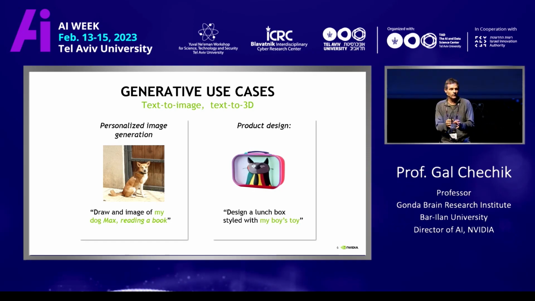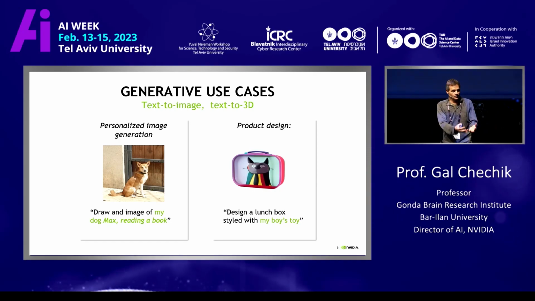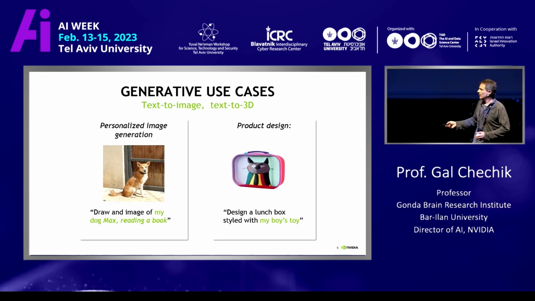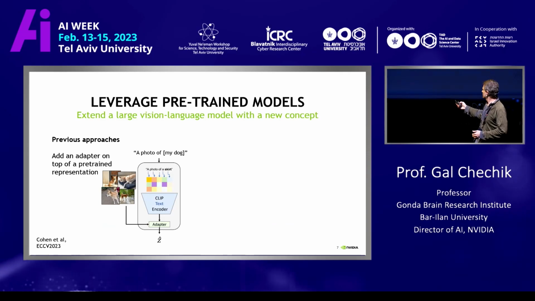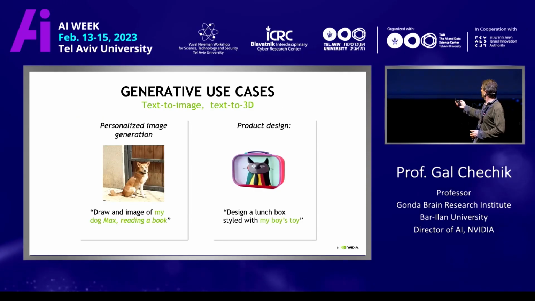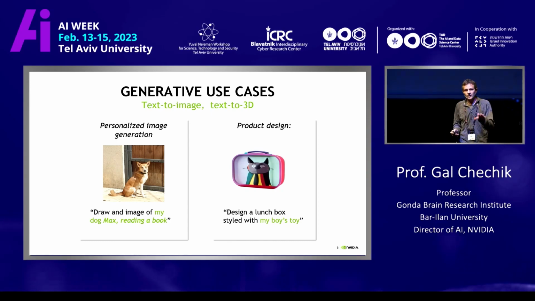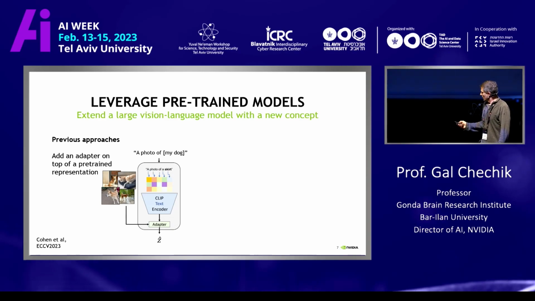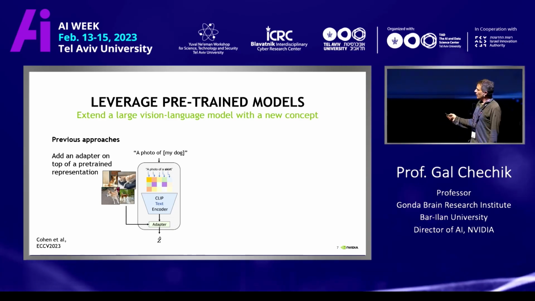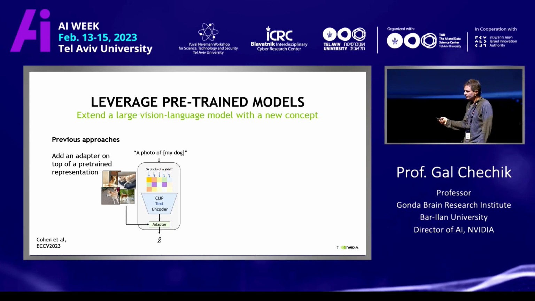I would like to generate images of specific items, my pets, my family. Perhaps my child has a toy and you want to create a themed lunchbox based on his toy. So there are a lot of use cases for generative and discriminative tasks with personalized items. How can we go about it?